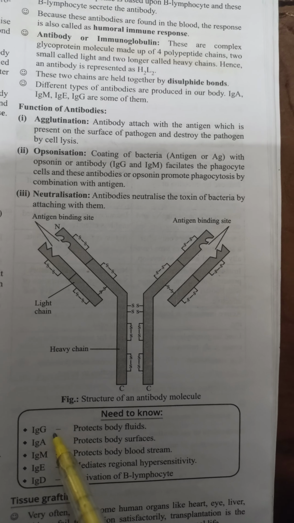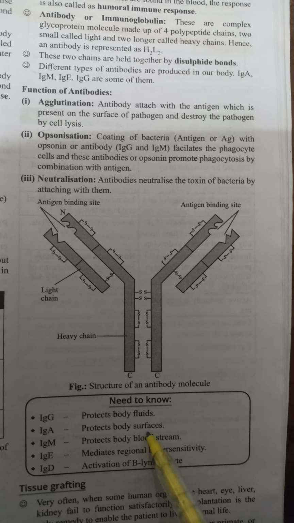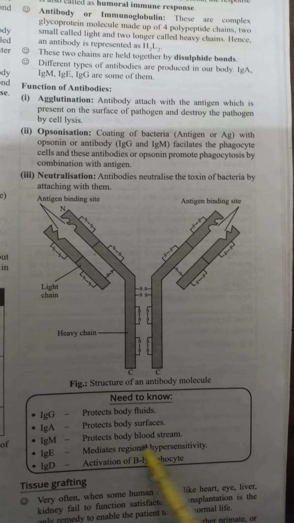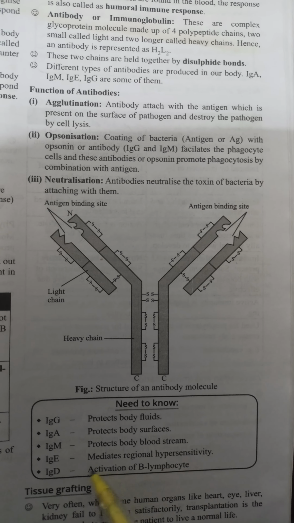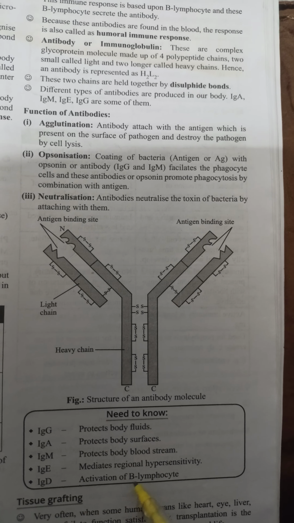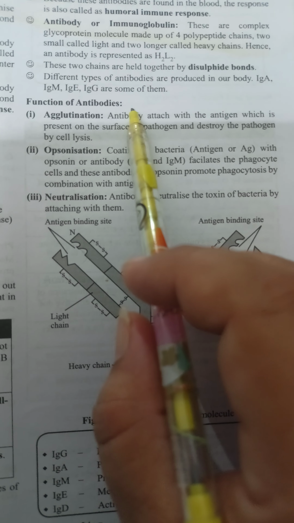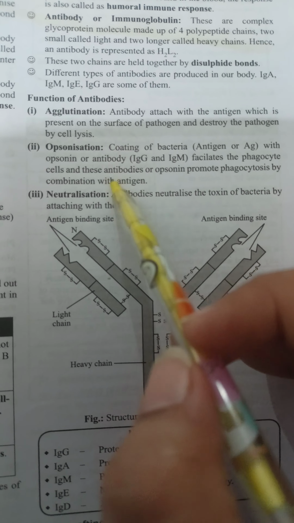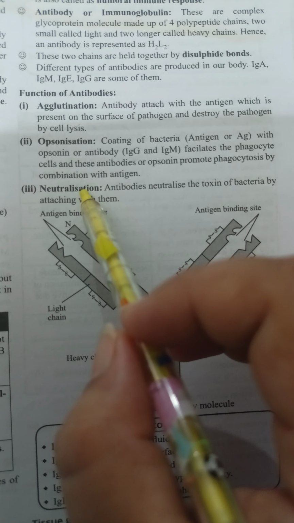So what is the function of G? It is to protect the body fluids. A protects the body surface. M protects the bloodstream. E mediates the regional hypersensitivity, and D basically controls the B lymphocyte. The functions of antibody: just do these three functions, agglutination, opsonization, and neutralization.